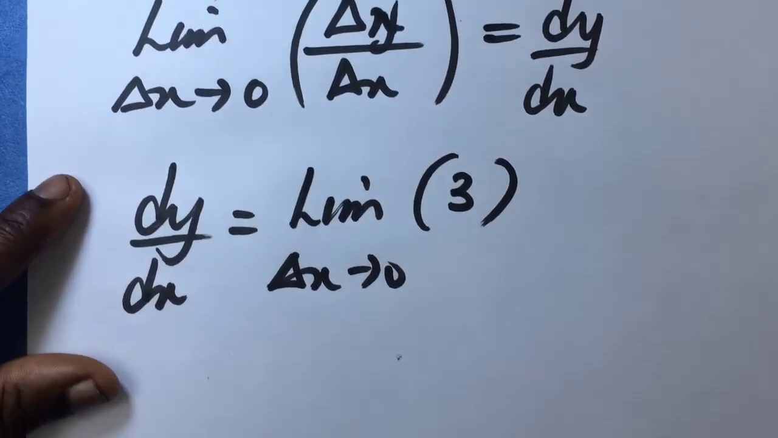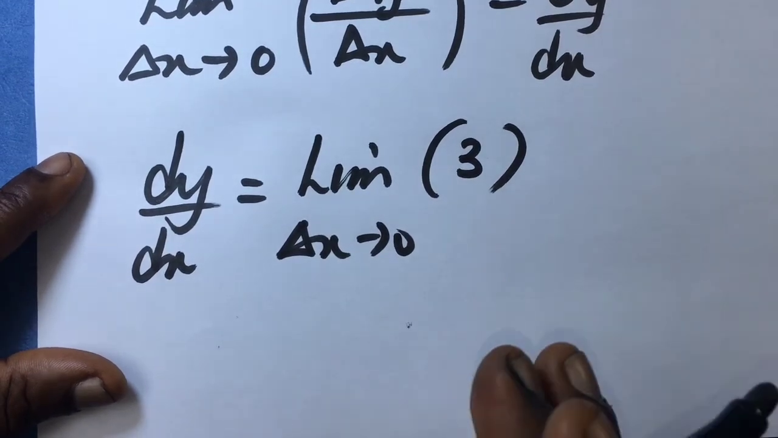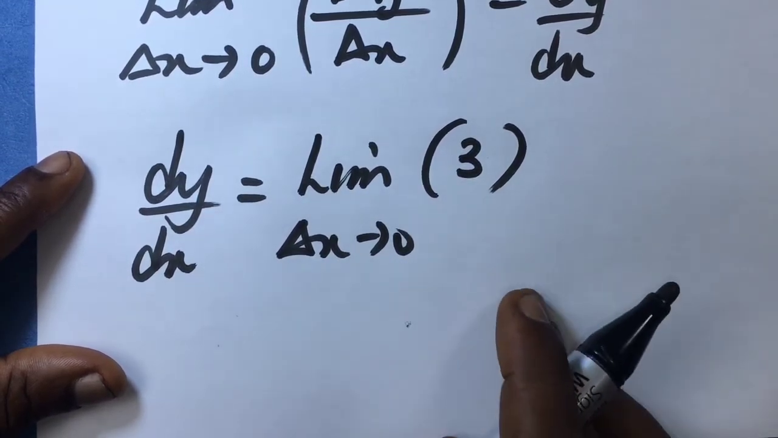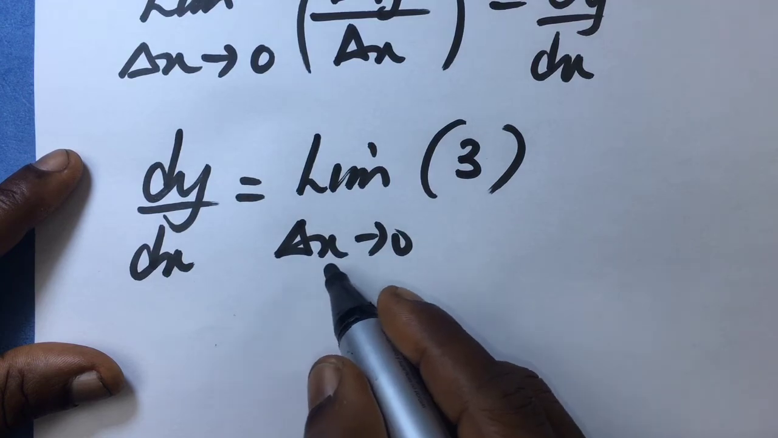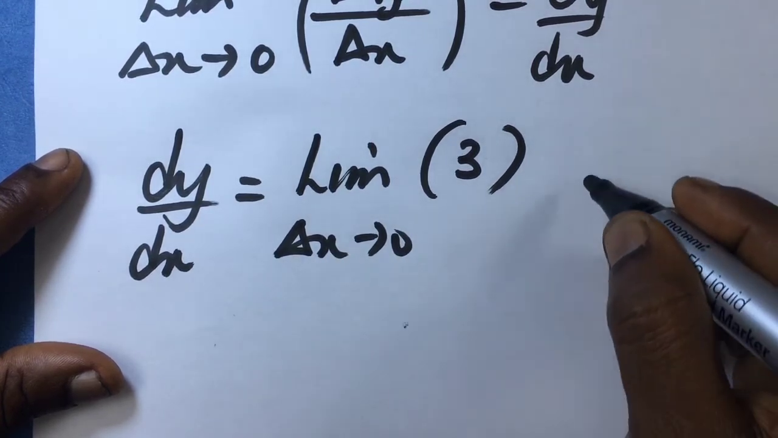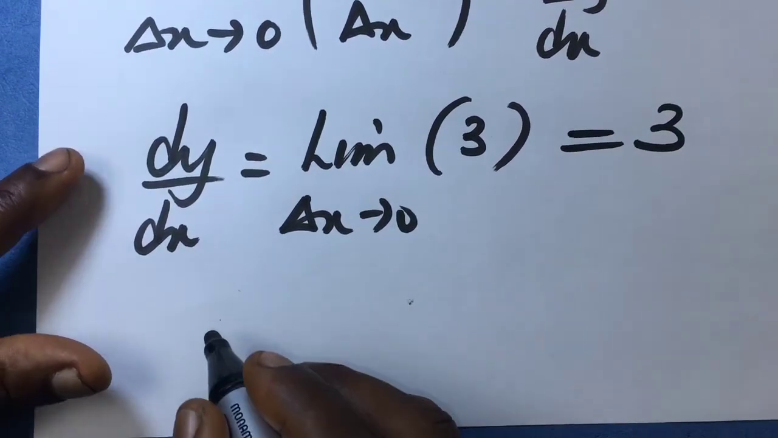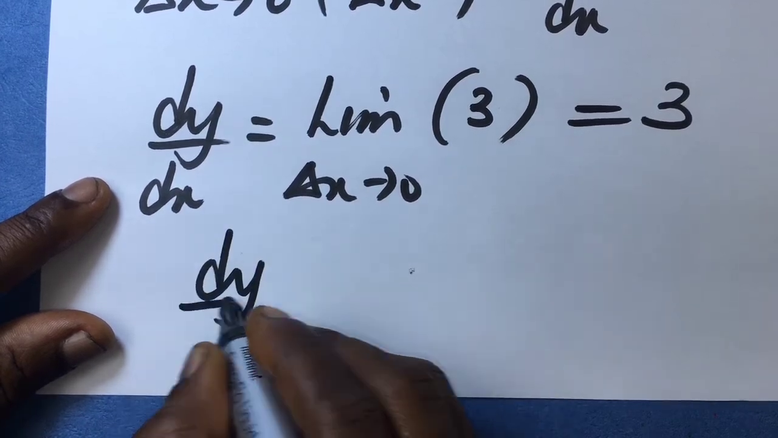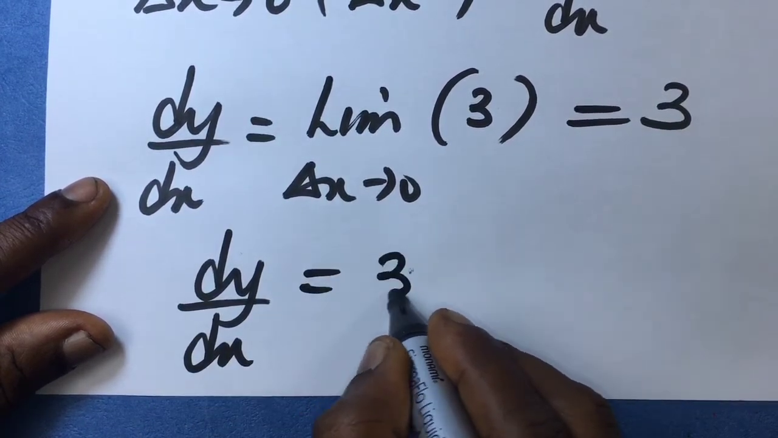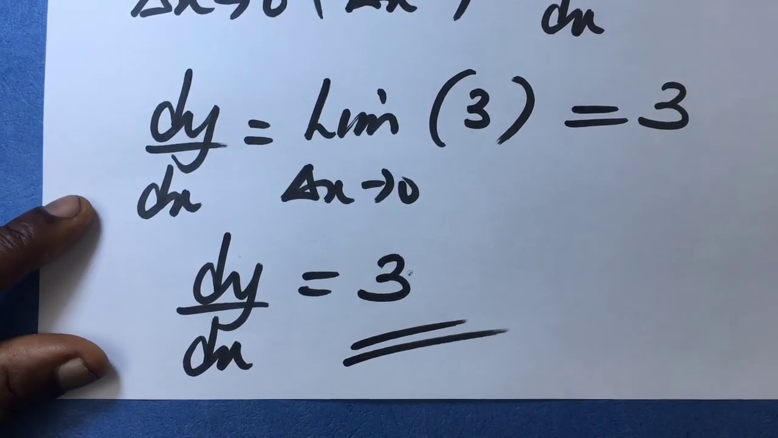Now take note, the limiting value of a constant is a constant no matter what change in x tends to, and that means that the limiting value of 3 as change in x tends to 0 will return 3. So it means that dy/dx for this problem will be 3, and that concludes our solution.